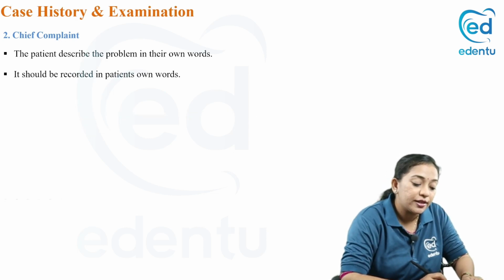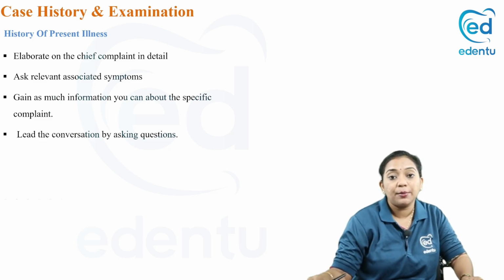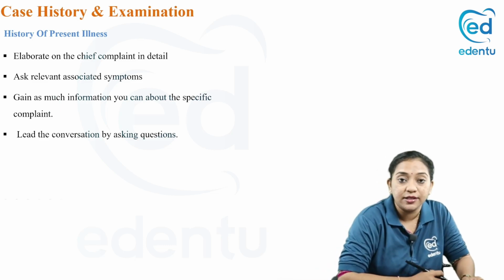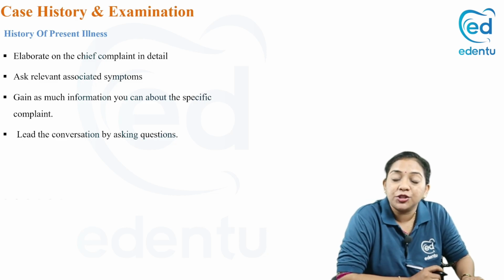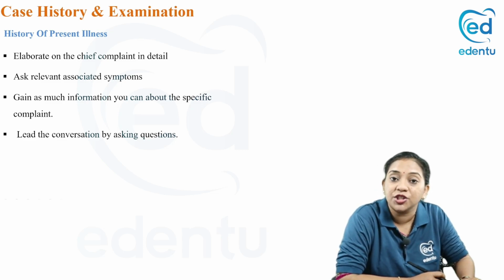Next, about the history of present illness. History of present illness means it is an elaborated form of the chief complaint. That is, the chief complaint should be very small and accurate. That is, a patient is having fever from the past 2 days. That is a chief complaint.